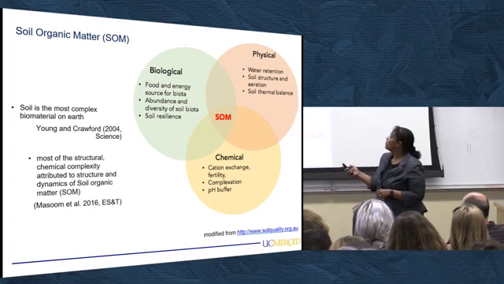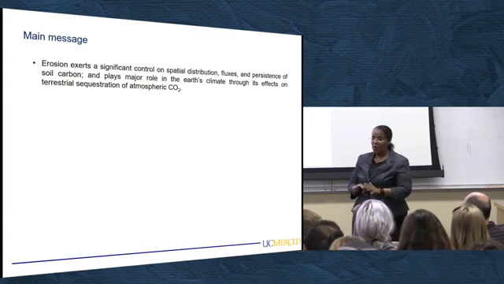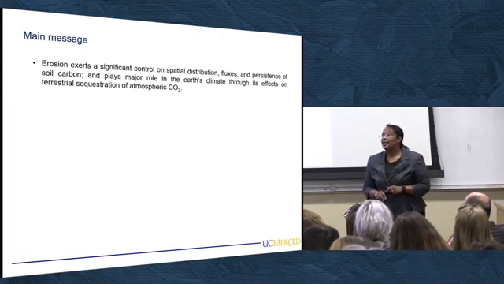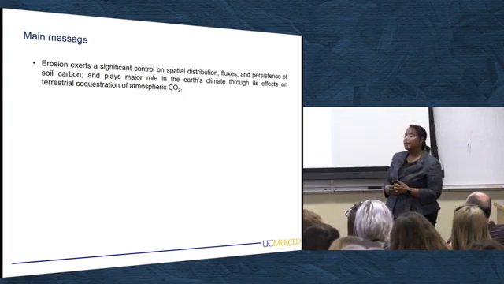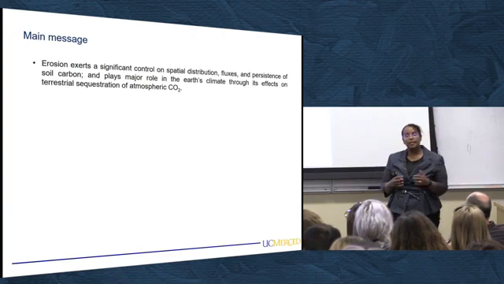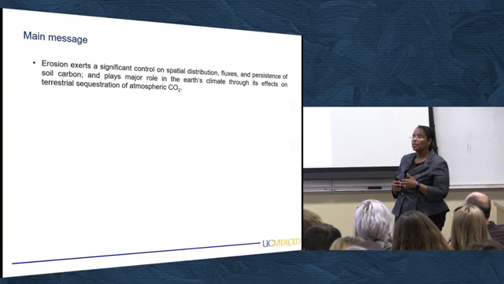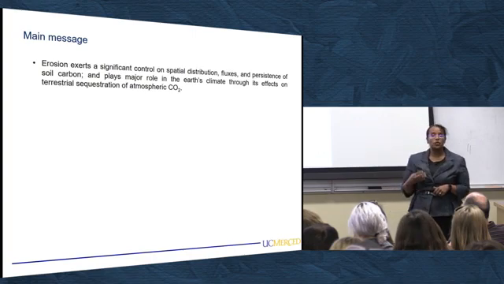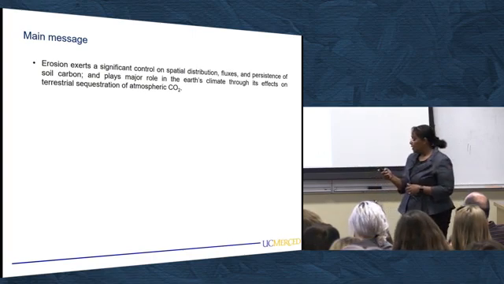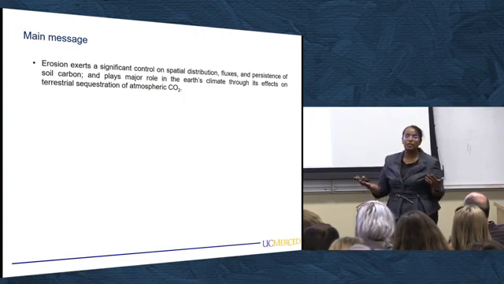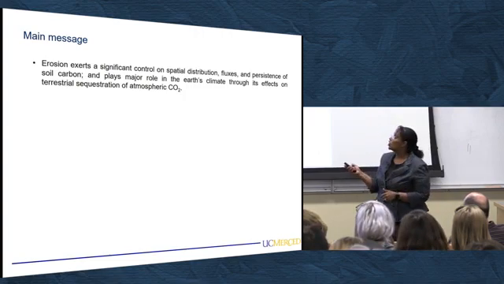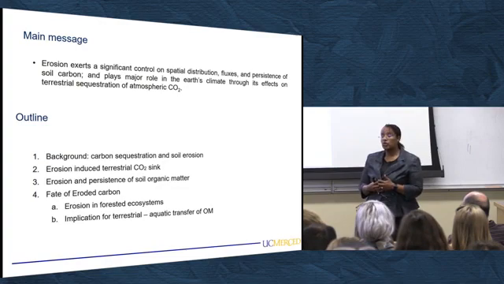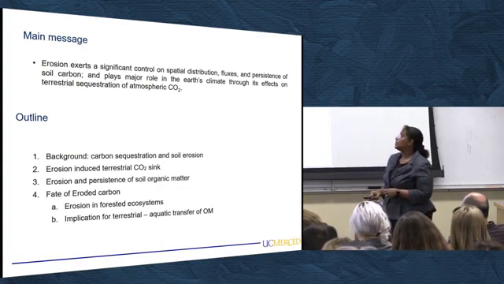So I feel like these are two great motivations to think about the topics that I'm going to take you through today. Okay, so the main message of my talk is going to be to convince you that erosion exerts a very significant control on distribution and stocks and persistence of carbon, how long it stays in the soil system as opposed to getting mineralized and going back into the atmosphere, and that this has important implications for our climate. This is also something that the Earth system has developed to, but something that's changing quite a bit with anthropogenic erosion. So I'm going to try and convince you that erosion plays a major role in terrestrial carbon sequestration and hence the maintenance of our climate system.